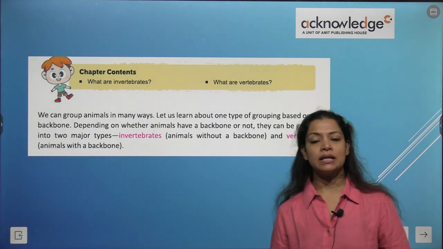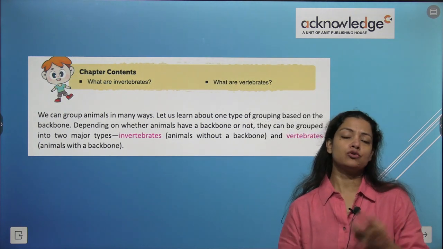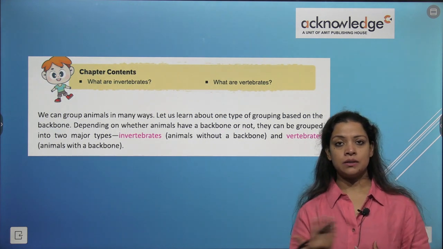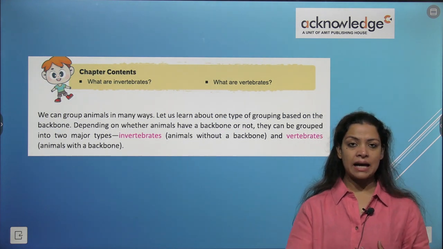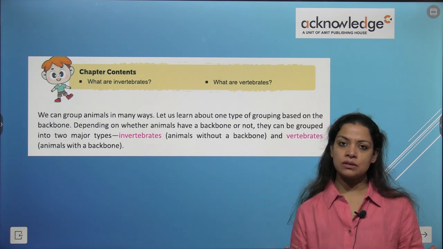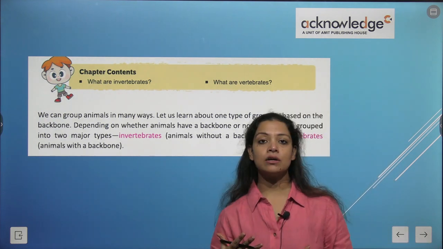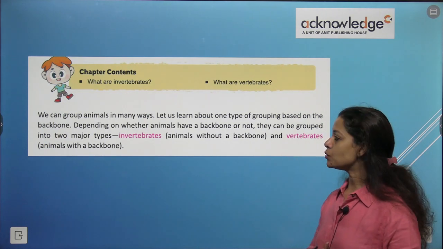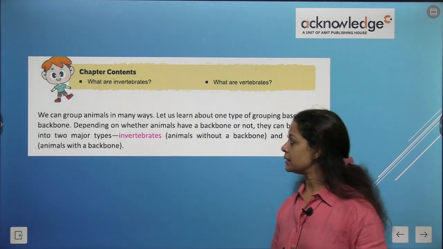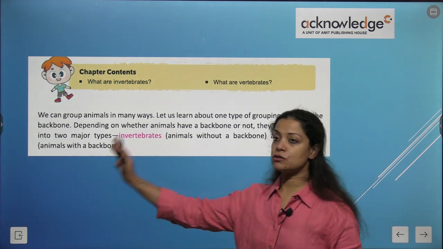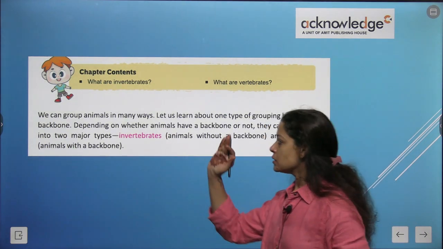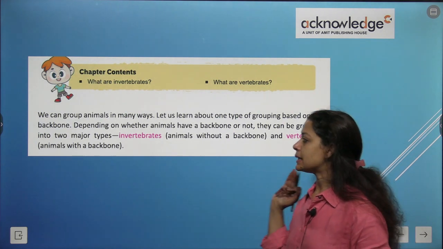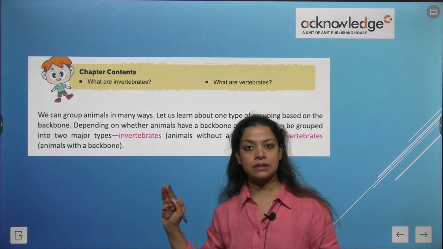So in our day-to-day life, we come across seeing so many animals around us. We have pets. Then we see domestic animals like cattle, buffaloes, cows around us. So we come across seeing so many animals and we can group them. And how to group them and on what basis? Let's see. They can be grouped on the basis of their backbone. So depending on whether animals have a backbone or not, they can be grouped into two major types.